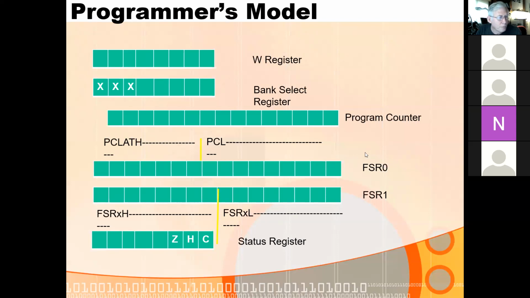Our 2 file select registers are 16 bits. These are the indirect registers, and they have a high and a low byte, so you can load them 1 byte at a time. And then our status register has the three status bits we're interested in, which are the 3 low bits. There are 8 bits in this register. Some of them are not implemented, but some of the other ones have other functions. Like they'll tell us about when we wake up from sleep. They can tell us something about how we woke up and how that was.